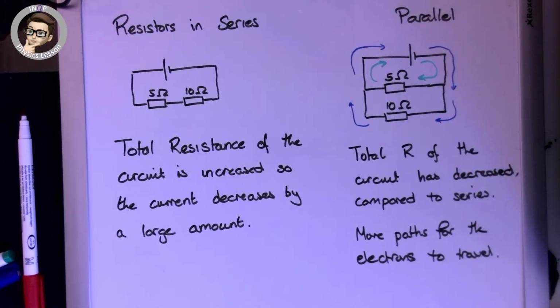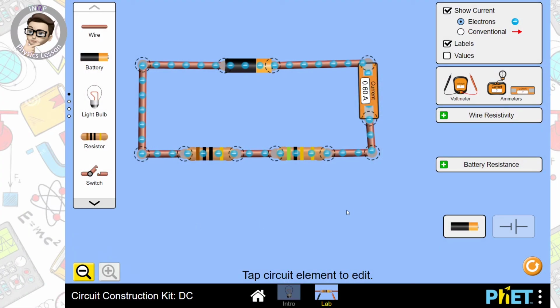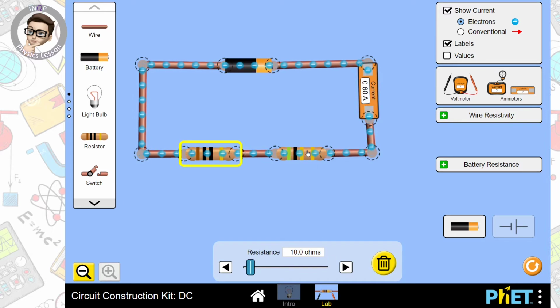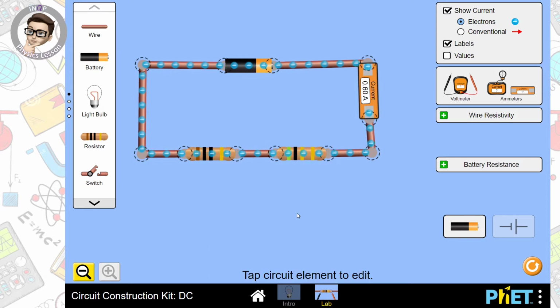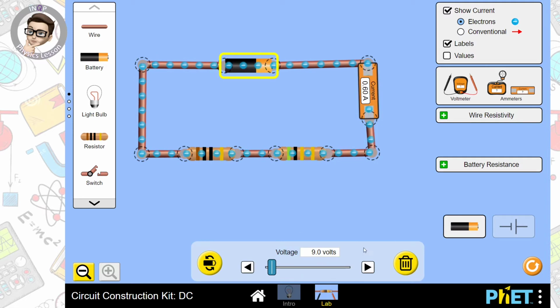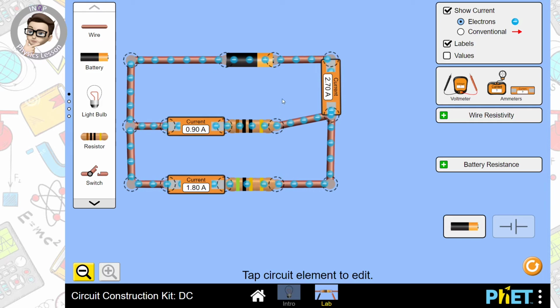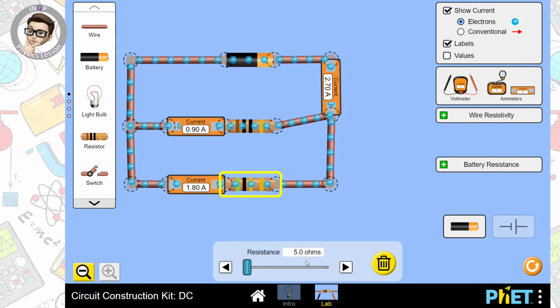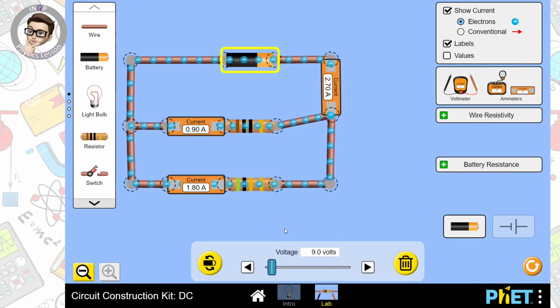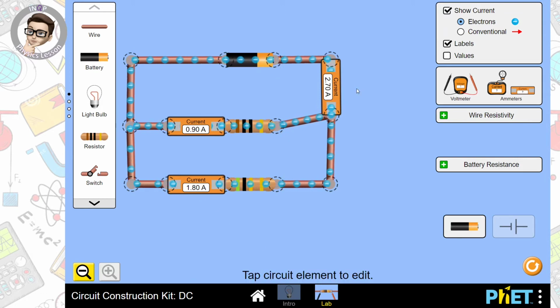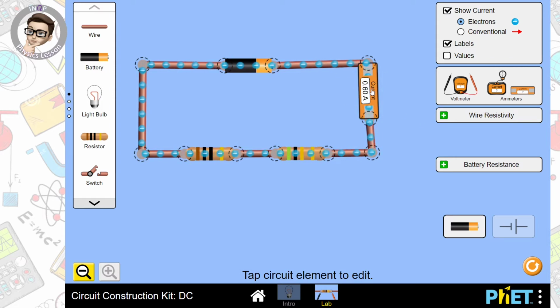So let's just go and have a look at the simulator to see this in action. So here we have got a series circuit. There is a 10 ohm resistor and a 5 ohm resistor, opposite way around to what we had on our diagram, but it's still the same. And we can see here we've got a current of 0.6 amps when we've got a voltage of 9 volts across them. If I go across now to a parallel circuit, we've still got a 10 ohm and a 5 ohm, and we've still got a 9 volt source of potential difference, but we see the total current is a lot higher. It's 2.7 amps compared to the 0.6 amps on here.